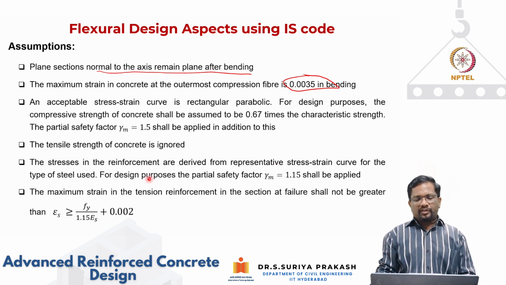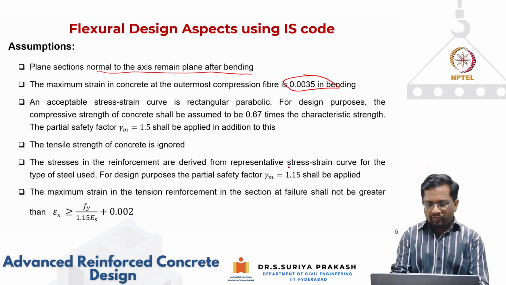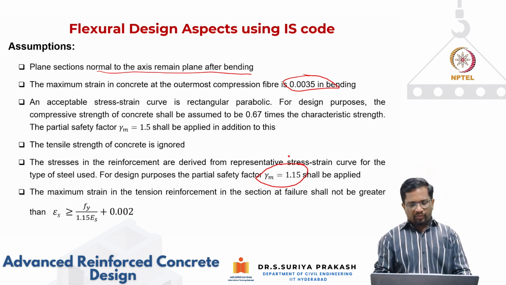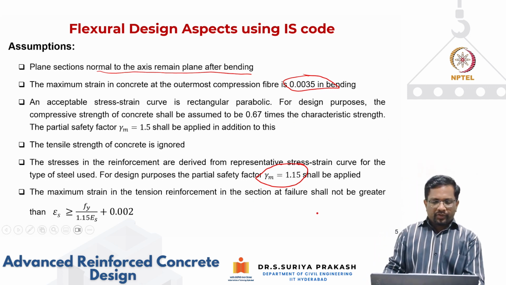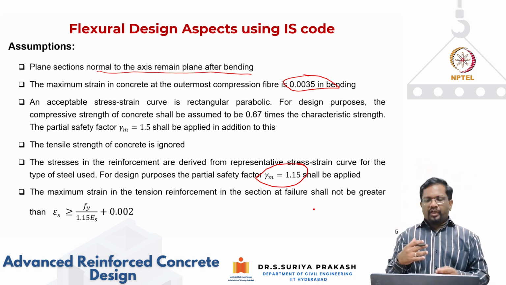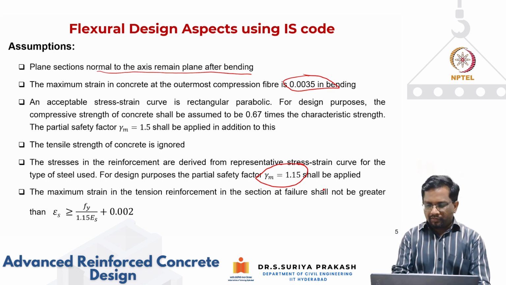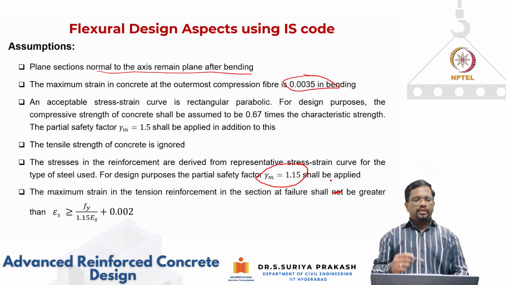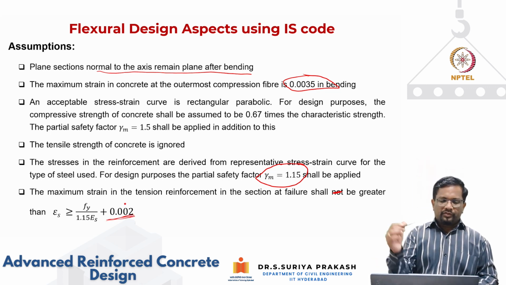Again, the design stress strain curve includes a factor of safety for steel, which is 1.15. So the partial safety factor for material for steel is 1.15. We know that. This is a very important assumption, the last assumption. The maximum strain in the tension reinforcement, that is the most tensioned reinforcement in the section at failure, shall not be less than this specified value. So this is very, very important.